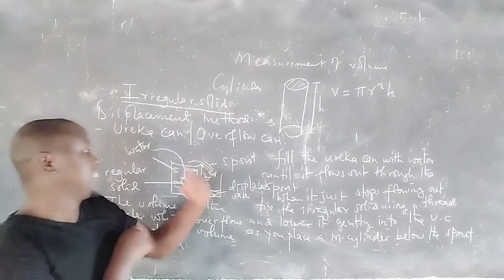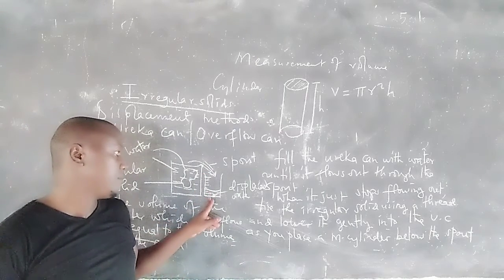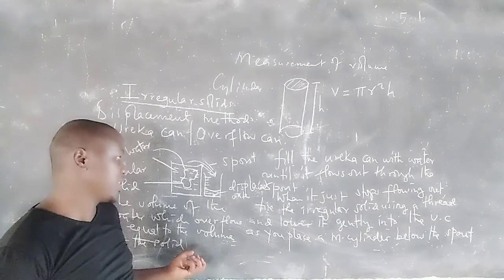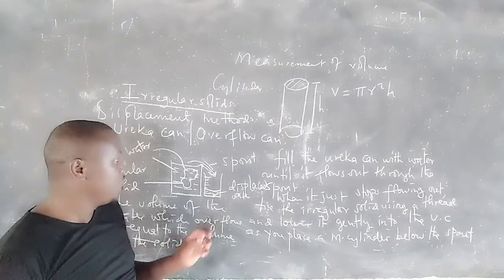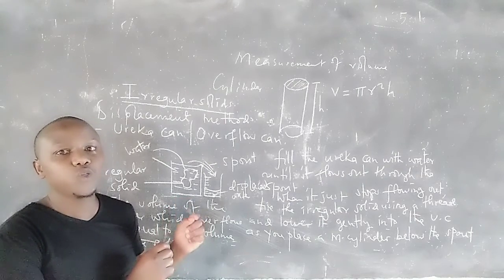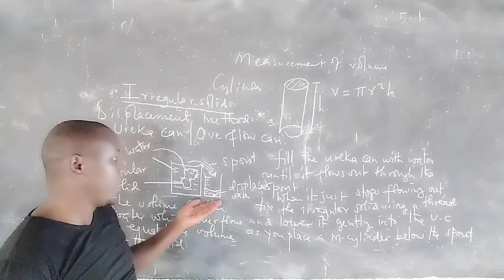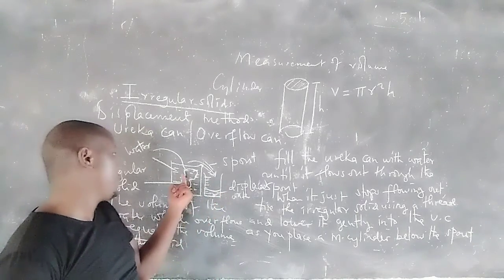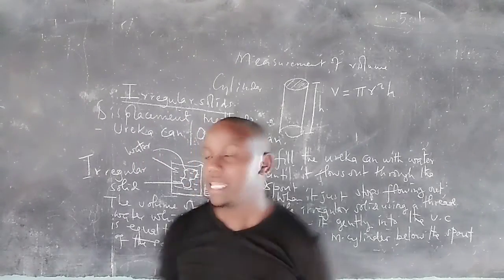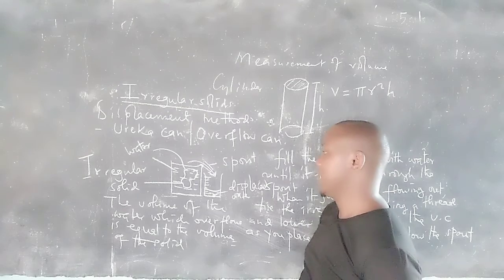Therefore, the water which gets displaced, its volume can now be read from a measuring cylinder, and we equate it to the volume of the irregular solid. Or we argue that the volume of the irregular solid is equal to the volume of the water it displaces. Therefore, the volume collected here is equal to the volume of the irregular solid which has been immersed. That is how we get the volume of irregular shapes using the overflow can.